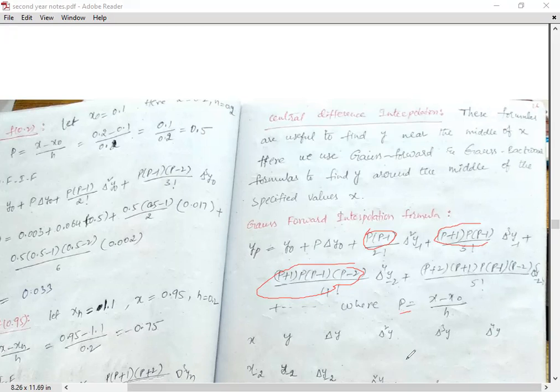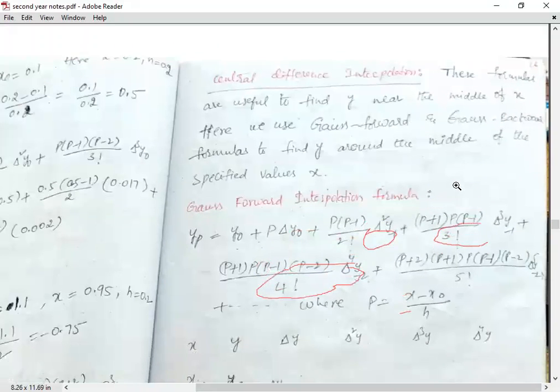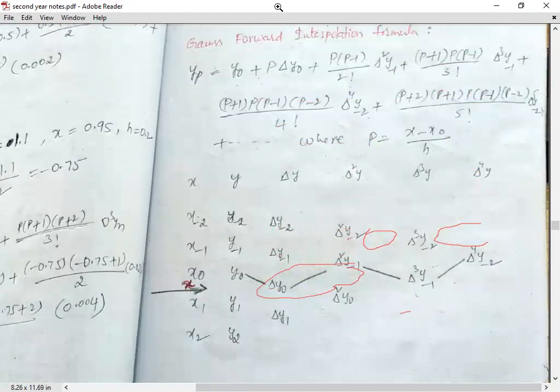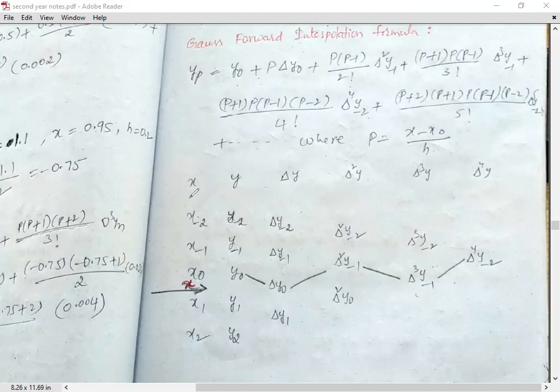from the difference table, which is shown here. We are taking the data as a set of data points x comma y as x minus 2 y minus 2, x minus 1 y minus 1, x naught y naught, x1 y1, x2 y2. For this we are forming the difference table.